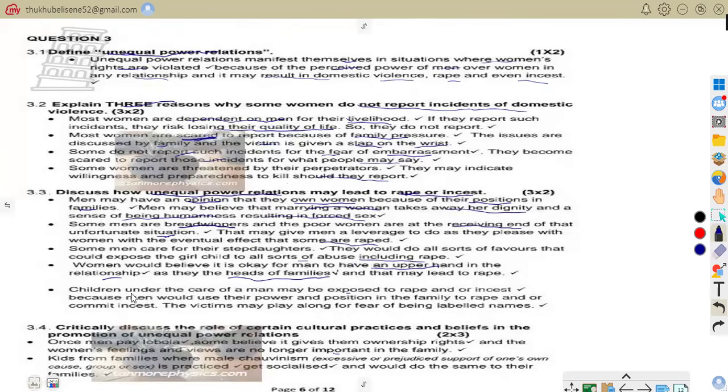So that is that. Children under the care of men may be exposed to rape and incest because men would use their power and position in the family to rape or commit incest. The victims may play along for fear of being labeled names. So that is that. So let us move on to 3.4.